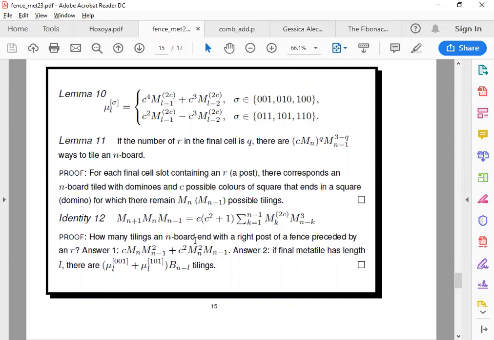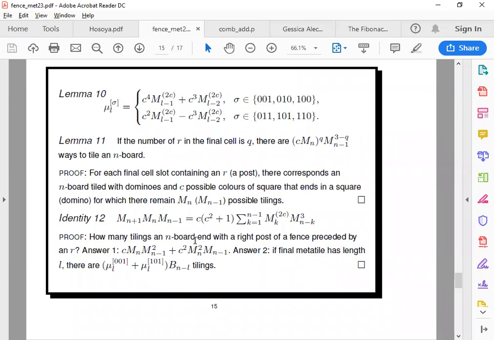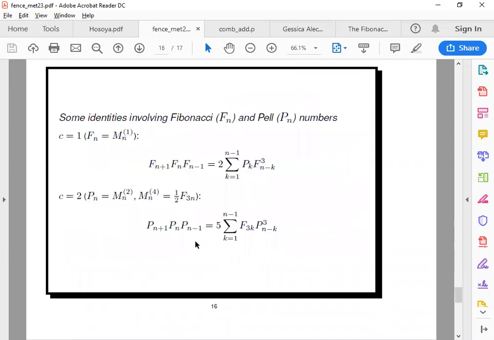Now this is particularly nice if we actually put some values in for C. So if we put C equals 1, which will give us the Fibonacci numbers, then we get the product of three consecutive Fibonacci numbers. With M2 are the Pell numbers. So we end up with three consecutive Fibonacci numbers multiplied together giving us this sum involving Pell numbers and the Fibonacci numbers cubed.